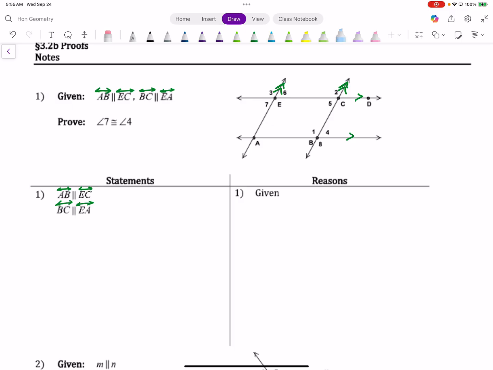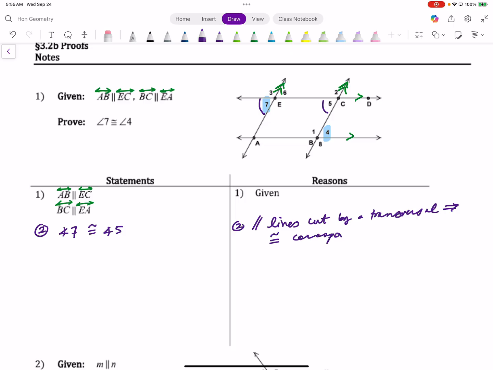We're trying to prove that angle 7 is congruent to angle 4. So we've got to start out using one of those two angles, and I'm a big fan of corresponding angles. So I'm going to start with, okay, I know that angle 7 is congruent to angle 5 because parallel lines cut by a transversal imply congruent corresponding angles, and I know that's super messy.